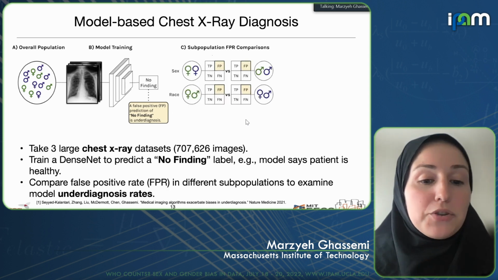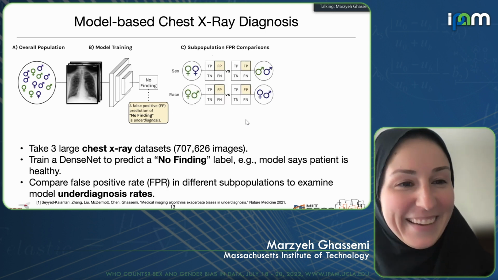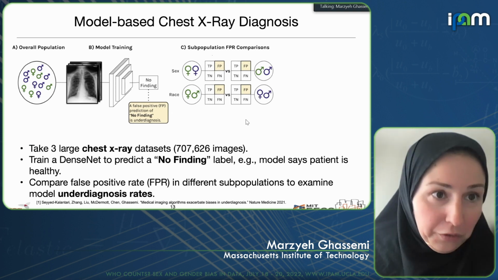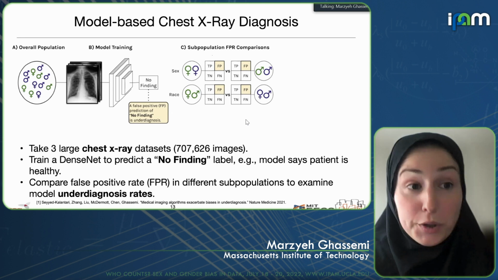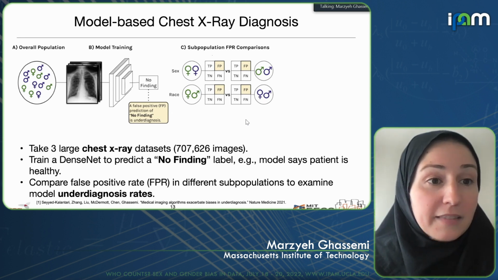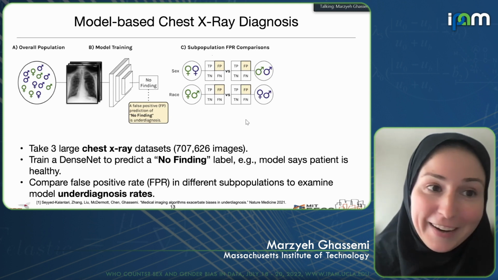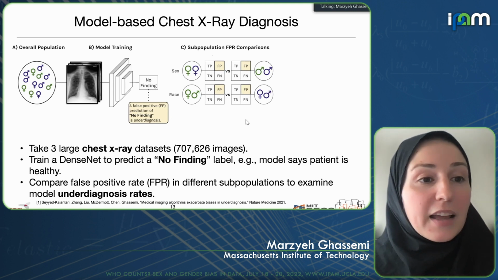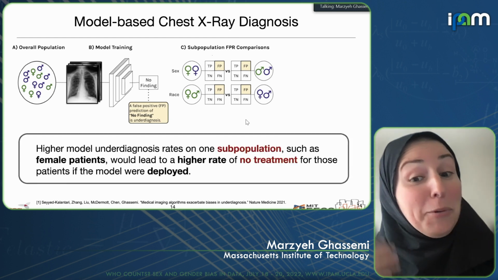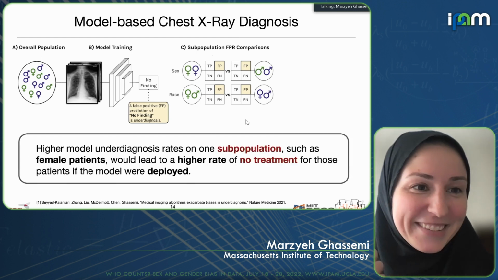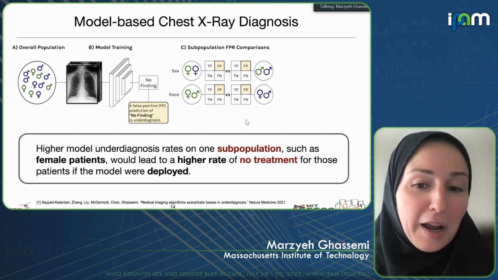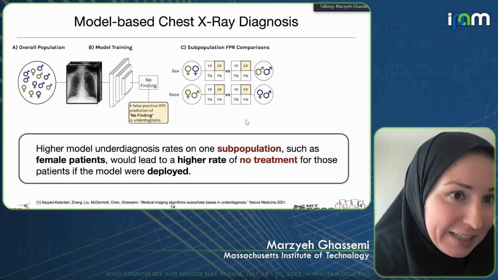And then we're going to measure the false positive rate in different subpopulations. And we're going to call that the underdiagnosis rate. Because if you falsely, positively say that somebody is healthy, that means that that person's actually not healthy, there's something wrong with them, and the model incorrectly said, send them home, they'll be fine. And if you deployed a model that had a higher underdiagnosis rate on one subpopulation, like female patients, it would lead to a higher rate of no treatment for patients who actually need it.